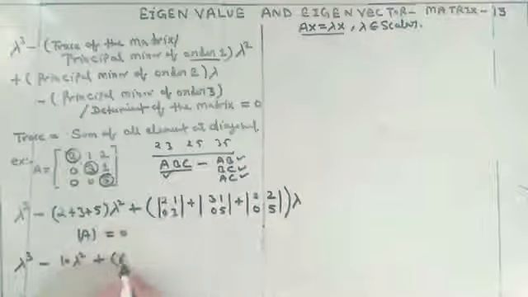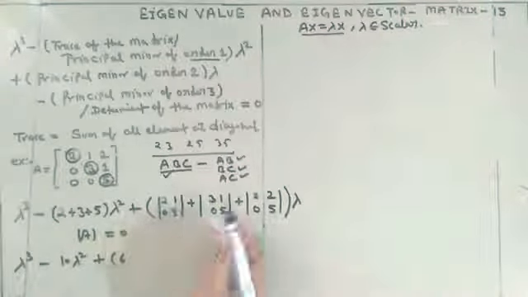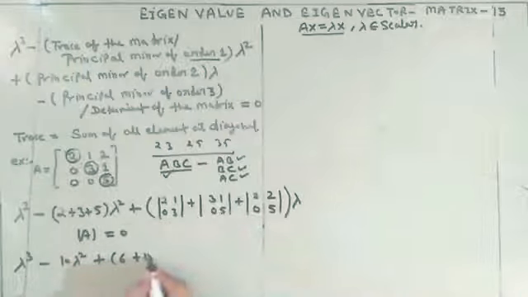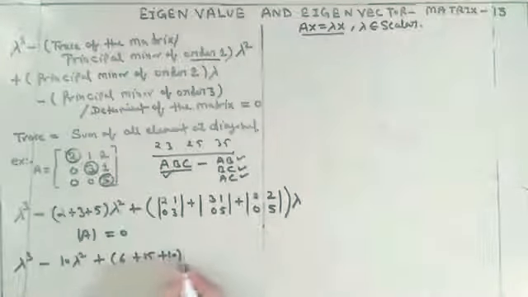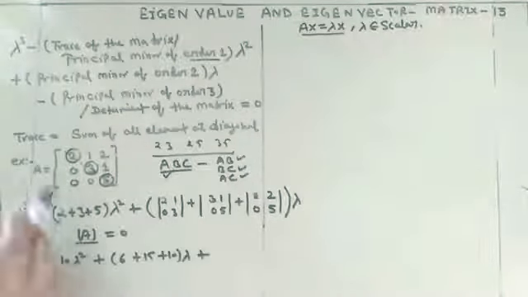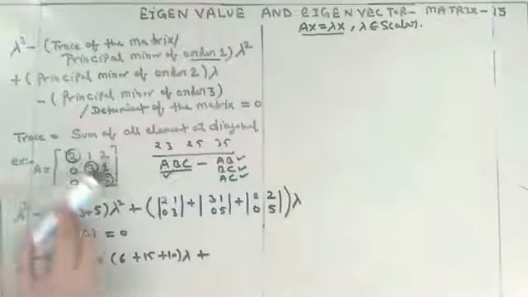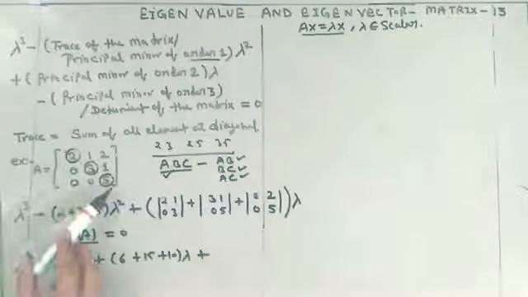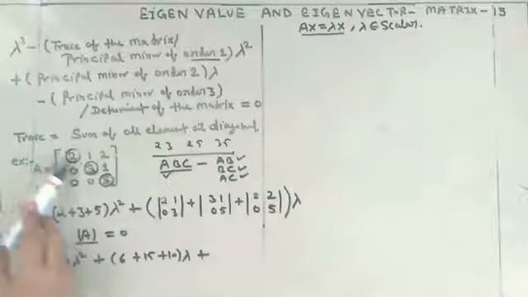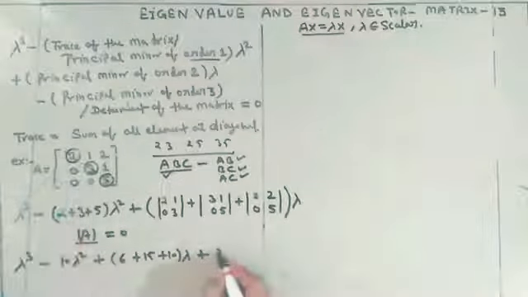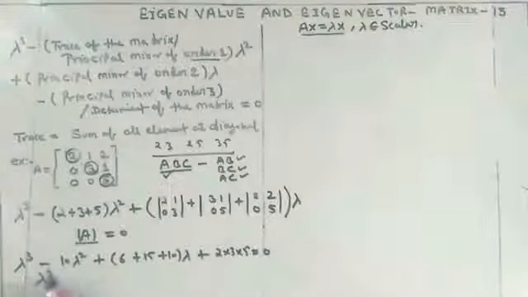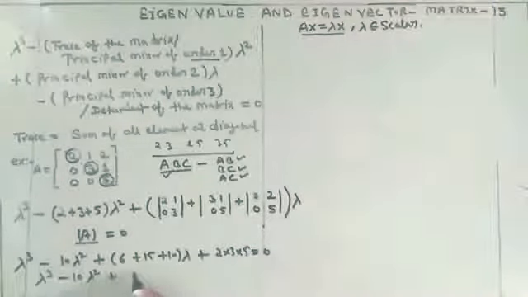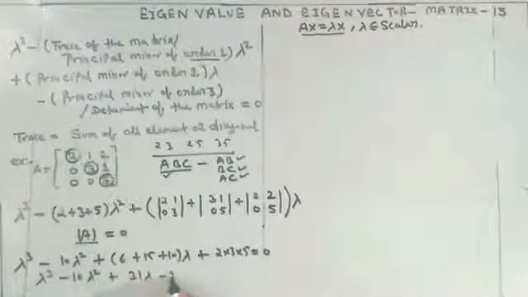3 times 6, 1 minus 1 into 0 is equal to 0, plus 5 times 3 is 15, plus 15 minus 0, and 2 times 5 is 10 minus 0, 10 minus 0 into lambda, plus the determinant of the matrix. Whenever you have such a type of matrix, a triangular matrix, then the determinant of the matrix is the product of all the diagonal elements. 5 into 3 into 2, okay, 2 into 3 into 5. This is the determinant of the matrix, equal to 30. So your polynomial will be lambda cube minus 10 lambda square plus 31 lambda minus 30 is equal to 0.